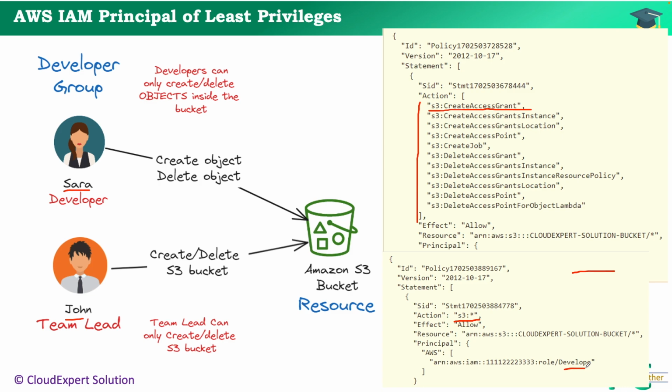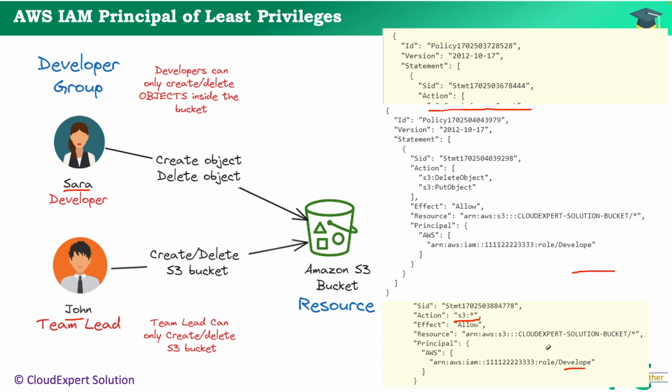Then what should be the ideal policy we should create for a developer? Here is the example. In this policy, in action, we are allowing delete object and put object, not delete bucket and create bucket. To whom? To the developer. Whatever permission the developer absolutely requires, create and delete object, we are allowing only that permission. We are not giving any additional permission to the S3 bucket.